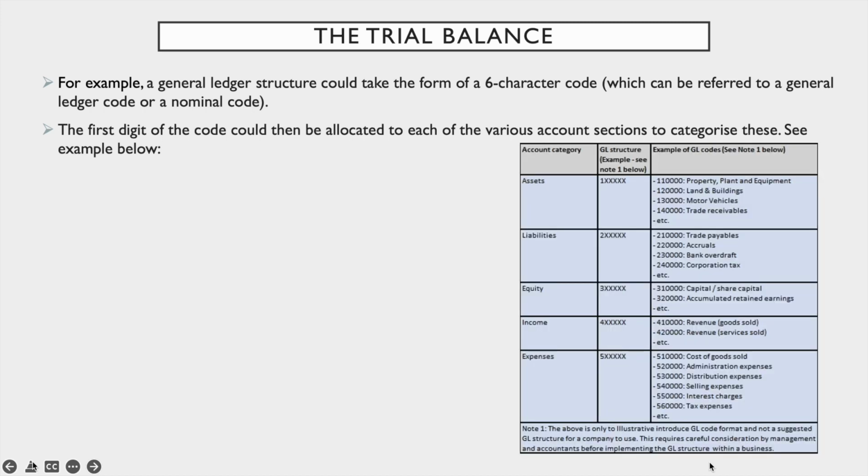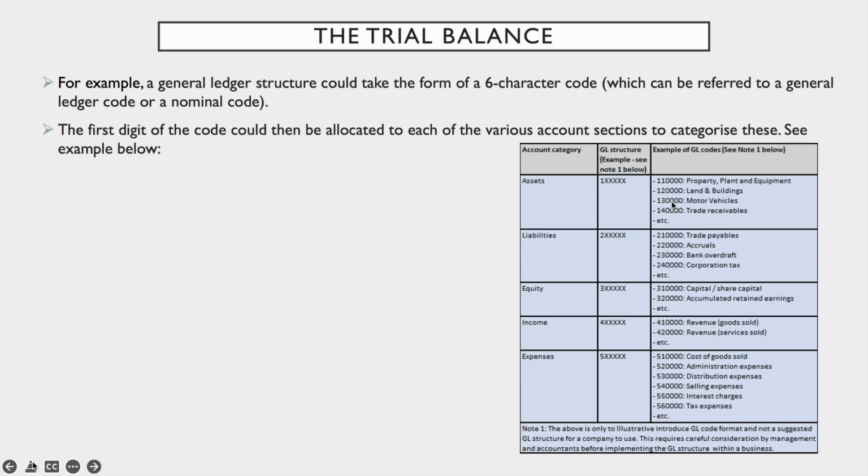So as an example of that, a typical general ledger code might look something like this. There could be a 6-digit code for each account. The account categories could either be an asset, a liability, equity, income, or revenue. And then for each of these, the first number of that code could denote whether it is an asset, liability, equity, or income. So all assets would start with 1, liabilities would start with 2, equity would start with 3, income would start with 4, and expense would start with 5.